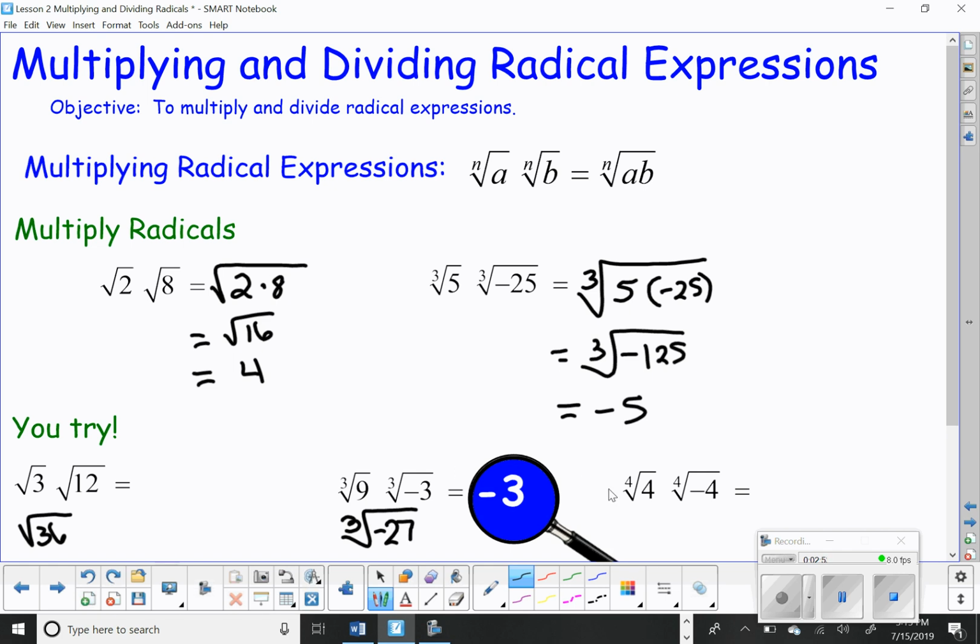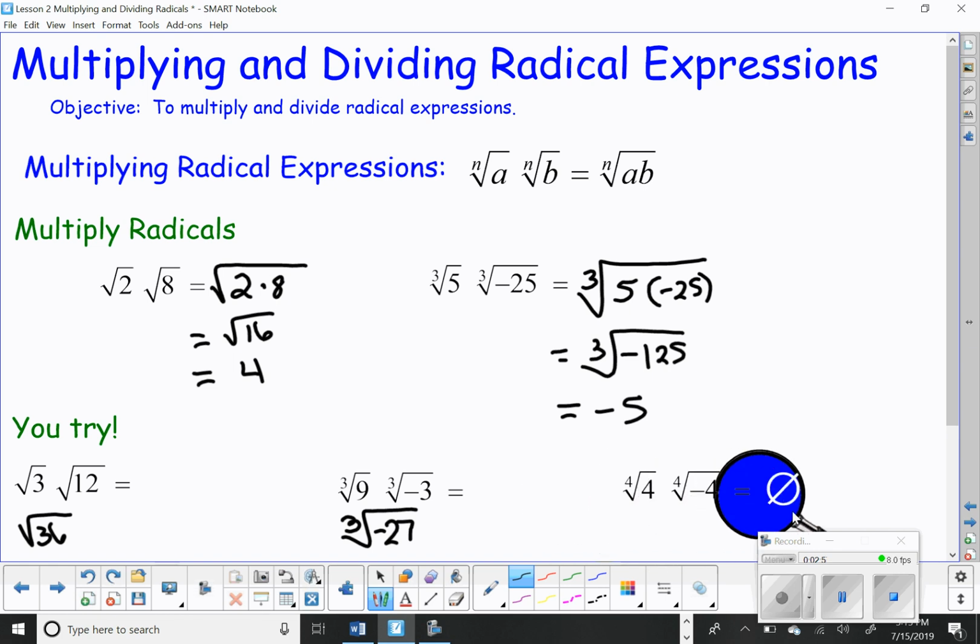Well, how about the 4th root of 4 times the 4th root of negative 4? Oh, and that's not a 0. That's a null solution. This became the 4th root of negative 16. There's no 4th root of negative 16. There's a square root of negative 16, but not a 4th root. Okay? Now notice that when you combine these, you don't do anything to the index. You're just multiplying the items underneath the radicals.